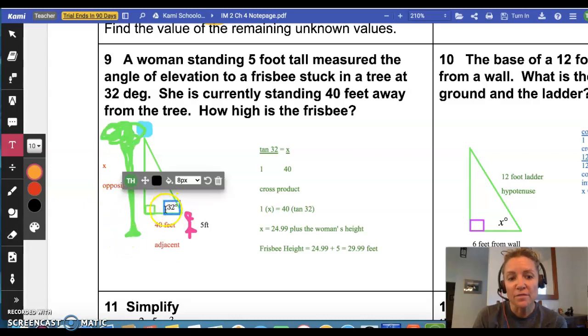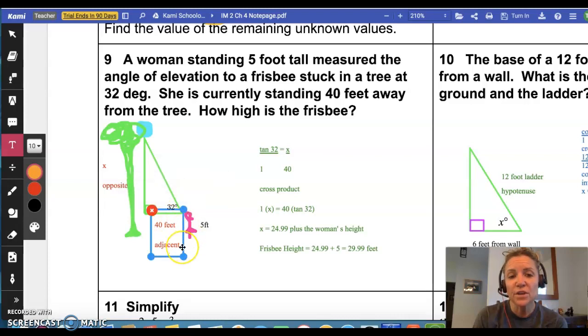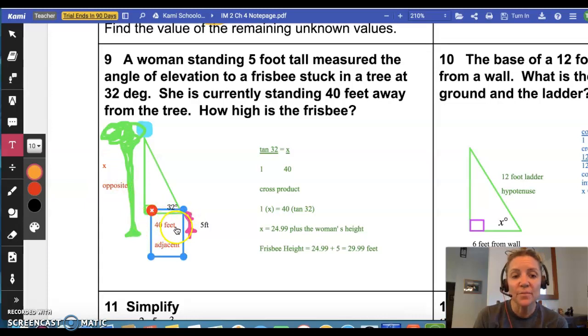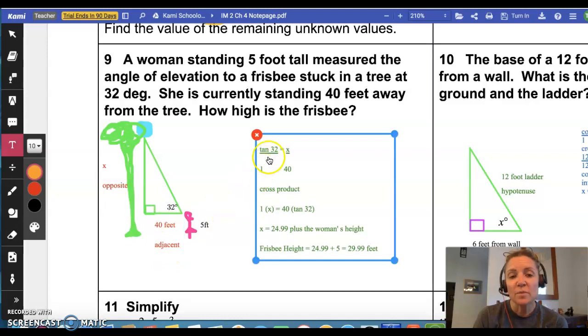So if her angle of elevation is 32 degrees, we're going to need to figure out which trig function to use. So the tree from that angle right there is opposite, so I call that x. And right next to her, from her to the tree, is 40 feet, that's adjacent. So I'm going to use the tangent. I'm going to say that the tangent of 32 degrees is equal to the opposite, which is x, over the adjacent, which is 40. I make my tangent of 32 over 1 to make it into a fraction.